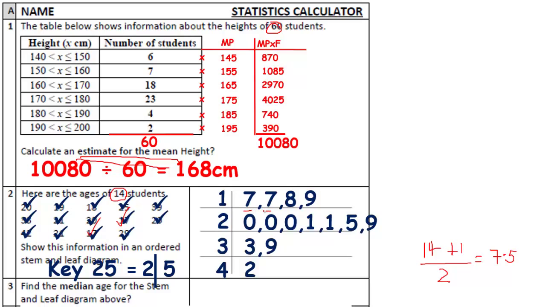So if I count them, 1, 2, 3, 4, 5, 6, 7, 8. So the 7.5 value is going to be between 20 and 21. What number is between 20 and 21? 20.5. And there's my median. Okay, make sure you know how to do that and make sure you're totally okay with it.